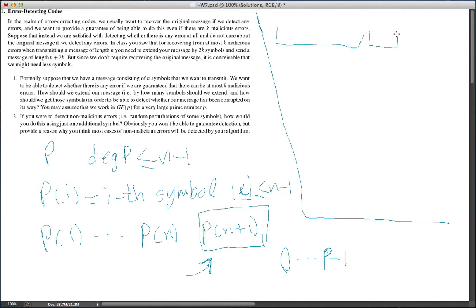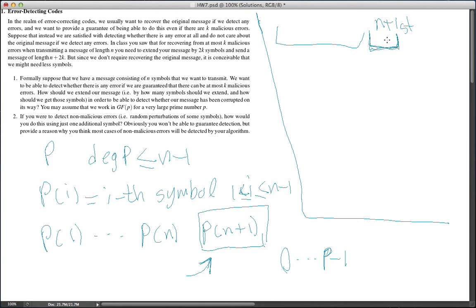The thing is that if there are errors, then there is going to be a unique value in the last place, in the n plus first place. That's going to make our algorithm output yes, meaning that it detects no errors. Why is that? Because obviously there is a unique polynomial here that passes through these points, and that polynomial has a unique value at the n plus first point.